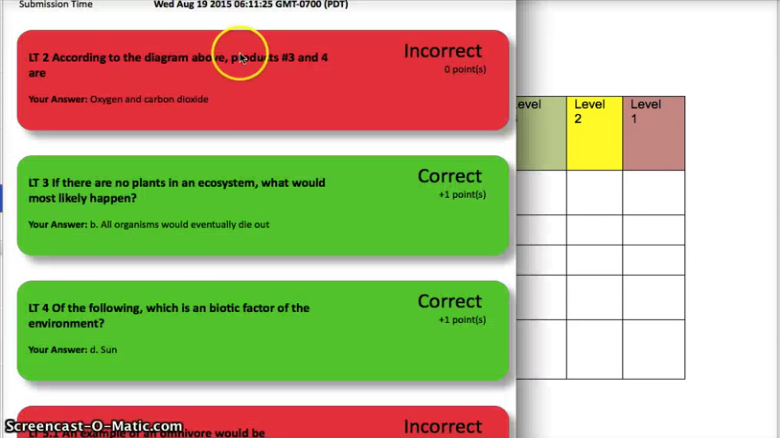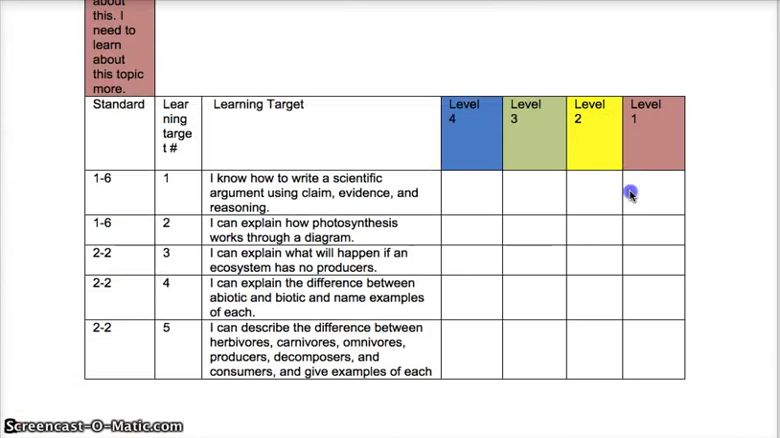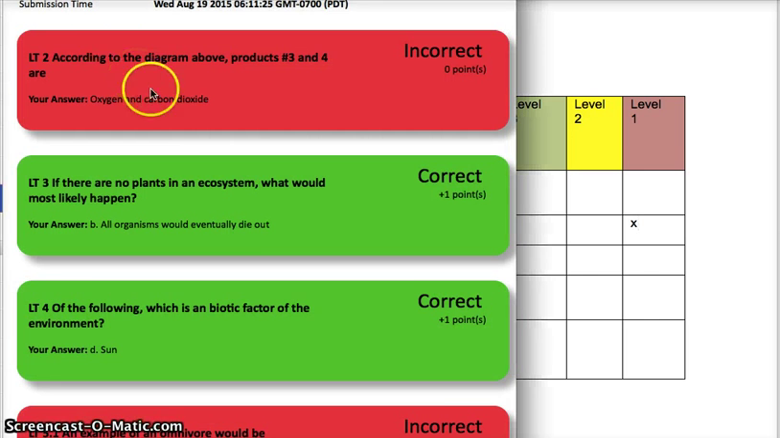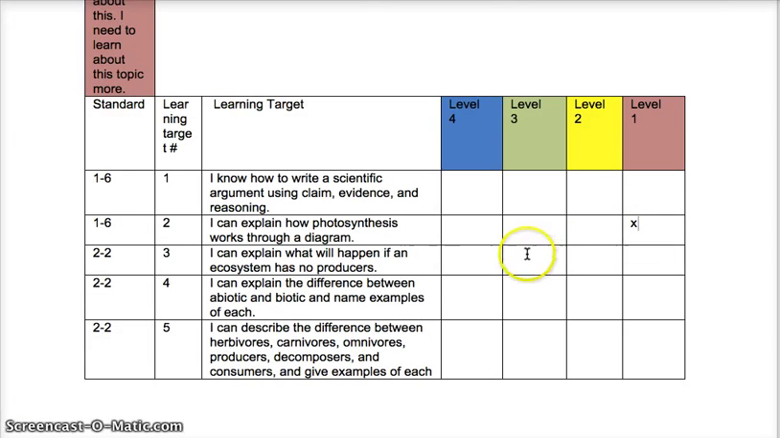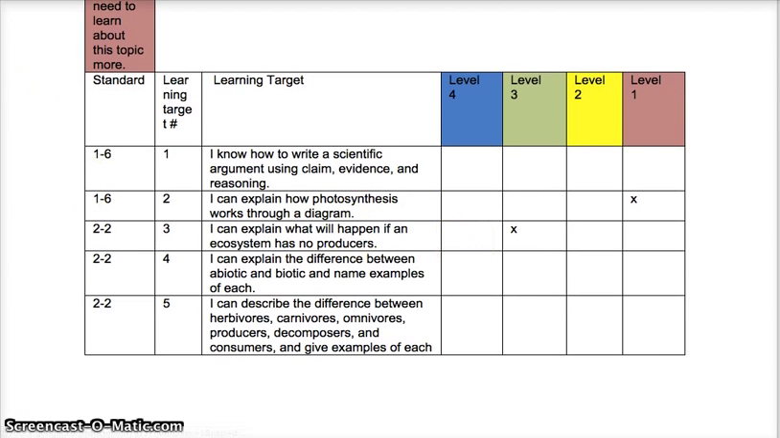So I actually didn't really know about this question at all. So I'm going to put an X where it says level 1. Okay? Oh, and I'm in the wrong section right here. Okay. And then you're going to go through each question. So learning target 3, I got this one correct because I understood it. So I'm going to give myself level 3.